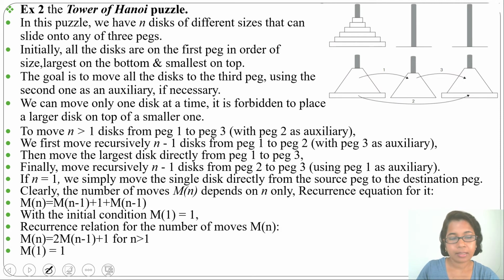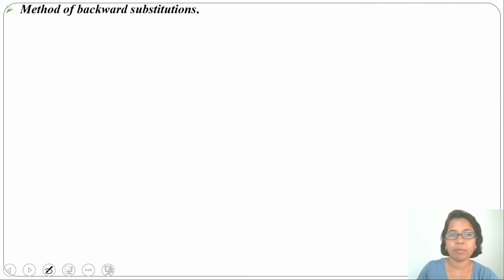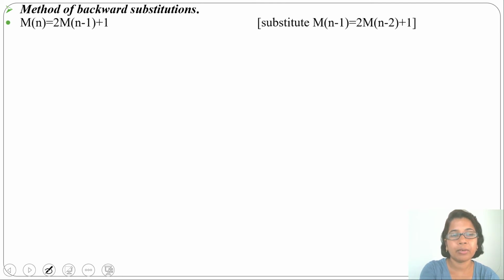Let's analyze this recurrence relation by the method of backward substitution. We have the recurrence relation as M(n) = 2M(n-1) + 1.